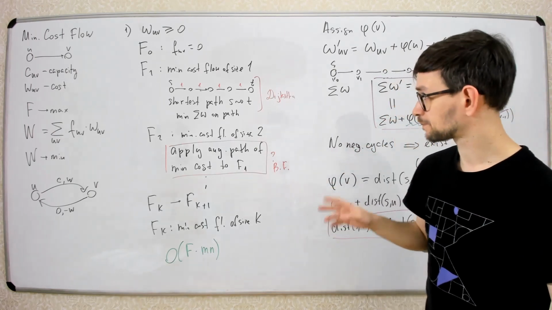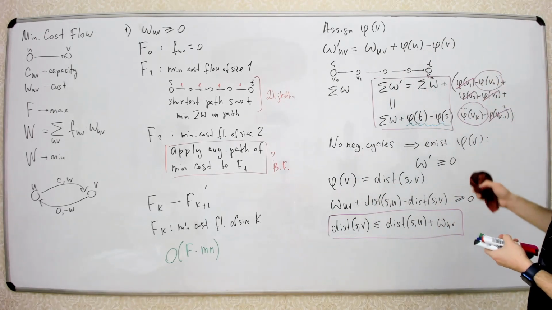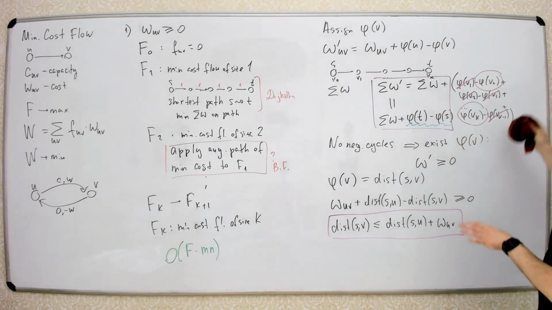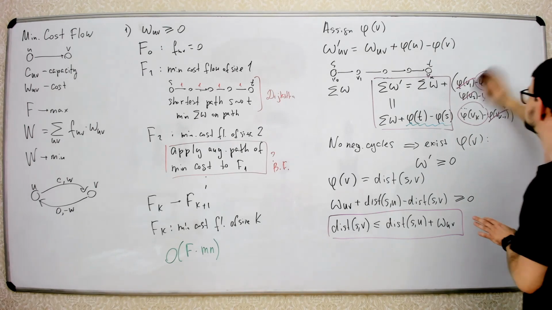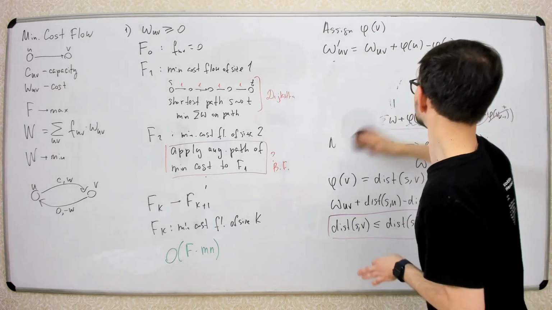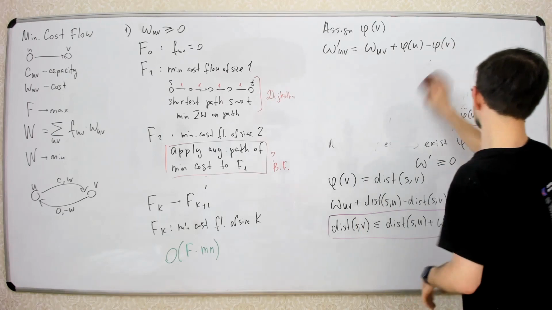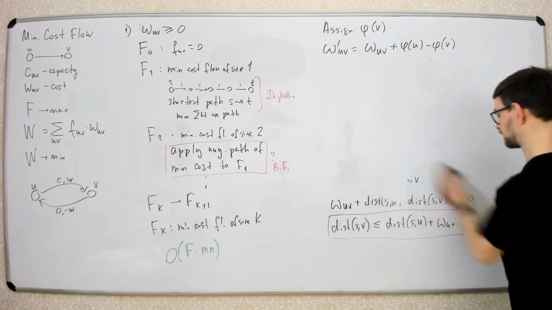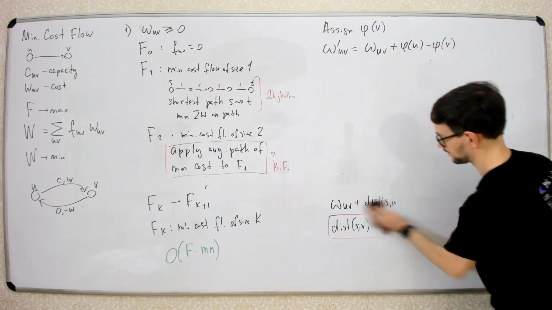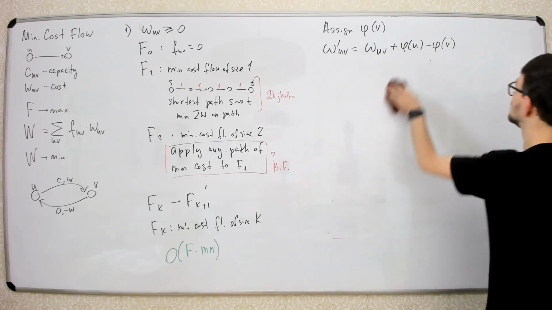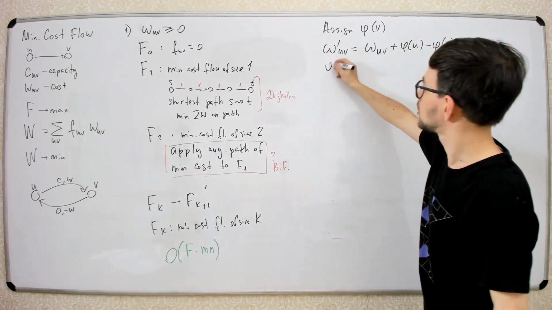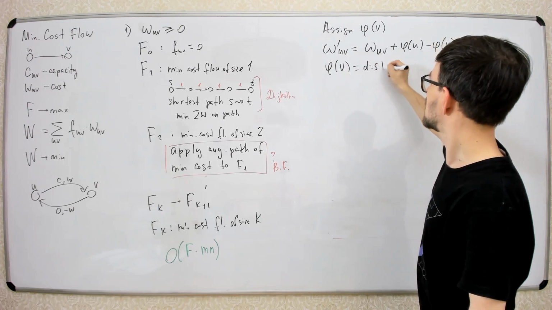at any point. What do I mean here? I need to erase something. May I erase this? It's actually not that important. Okay. This is the important part. So I want to apply these potentials, and the potential of the node V is the distance from S to V.